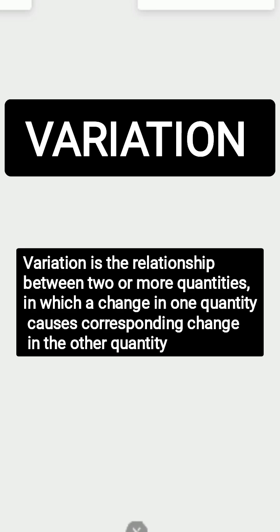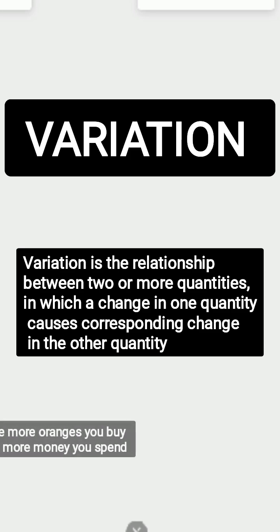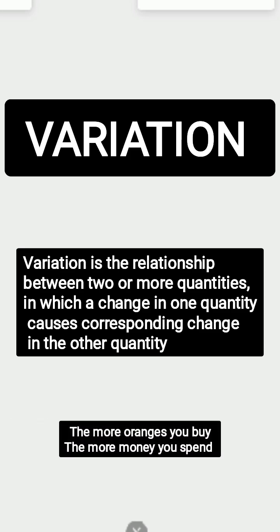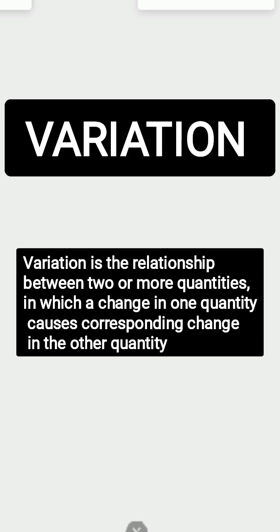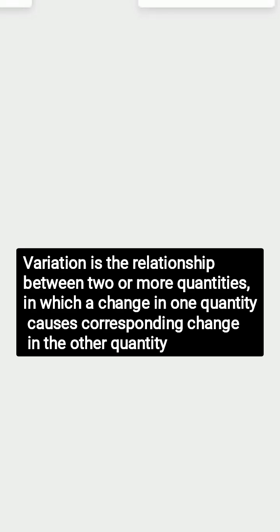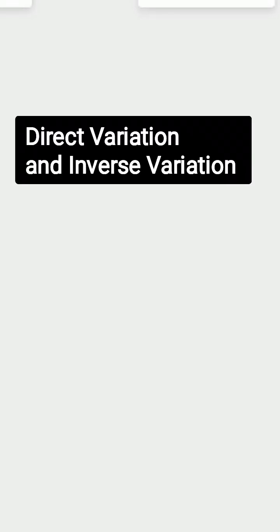So if you buy 5 oranges, the amount is different from buying 10 oranges. So the more oranges you buy, the more money you spend. That's variation. Things are related. The change in one quantity causes another change in another quantity. There are 4 types of variation, but today we're going to look at 2 major types: direct variation and inverse variation.